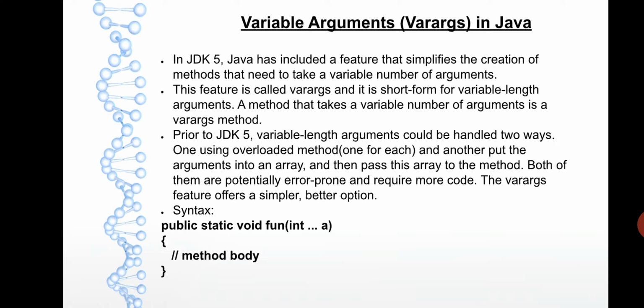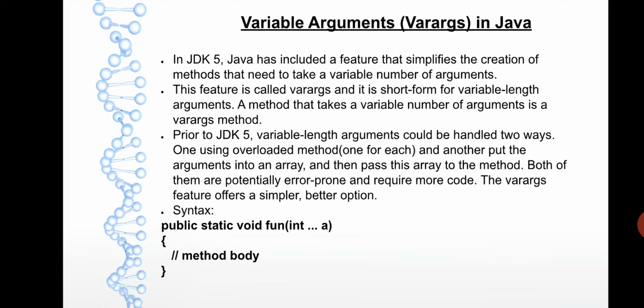Okay, now in JDK 5, it's a version of JDK or Java Development Kit, Java has included a feature that simplifies the creation of methods that need to take a variable number of arguments. Okay, this feature is called varargs, and it is a short form for variable length arguments. A method that takes a variable number of arguments is a varargs method.